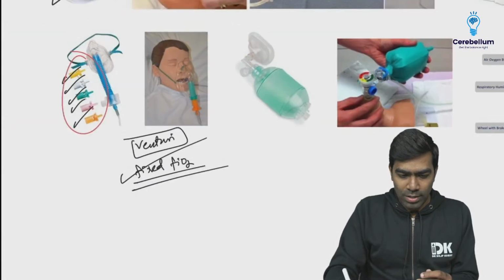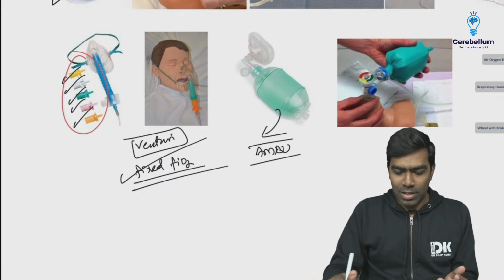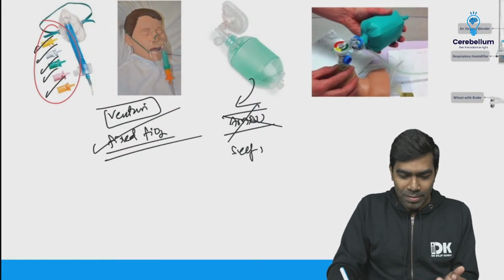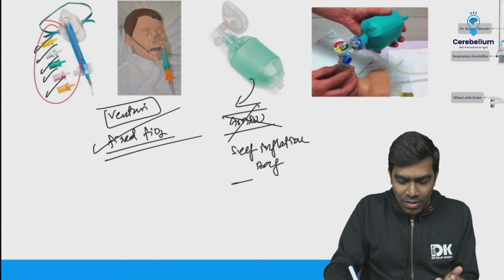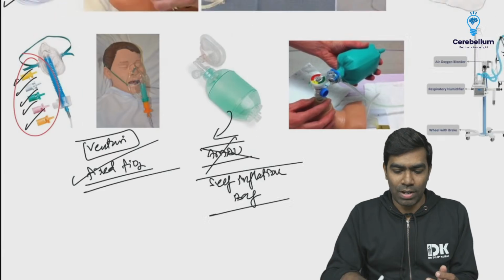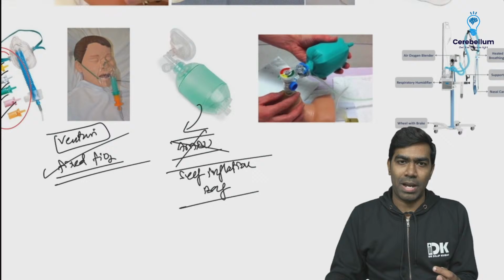And what is this one? Everyone will call it AMBU, but AMBU is not the right name. This is called a self-inflation bag, SIB. That's the right name. AMBU is a company name. Colloquially, we have made it a habit to use it, but it's not the right name. It's a self-inflation bag.